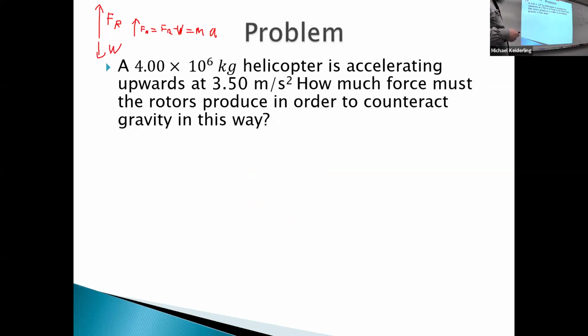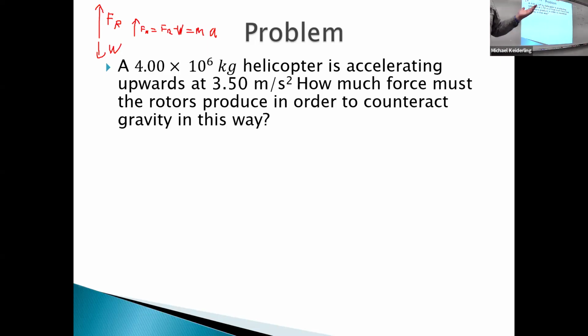So here, this is a little more complicated of a problem. We have a 4 million kilogram helicopter, 4 times 10 to the 6 kilograms. It's accelerating upwards at 3.5 meters per second squared. So the forces on it: it's got the force of the rotors pushing upwards, and the force of gravity, its weight, pulling downwards. And the question is, how much force do the rotors produce in order to counteract gravity and accelerate it upwards at 3.5 meters per second squared?